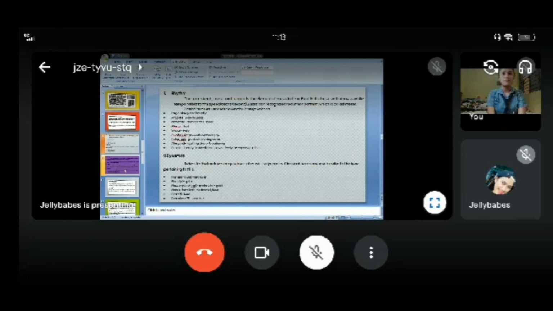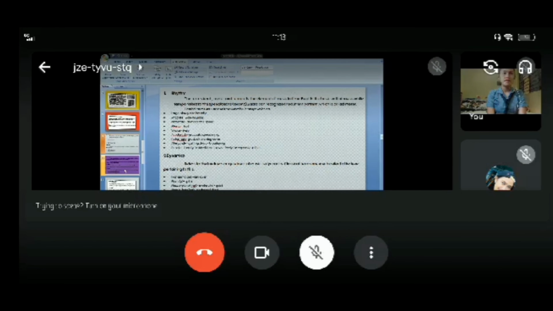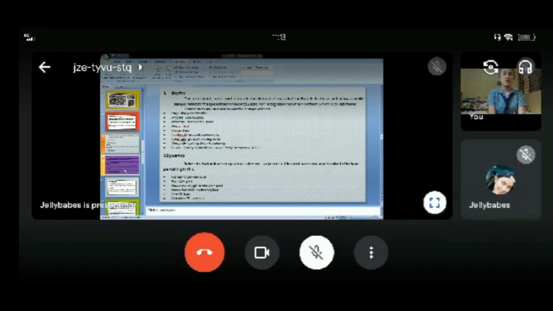1. Rhythm. The terms beat, meter, and tempo are the elements of rhythm in music. In time, beat is the basic unit of music, while tempo refers to the speed, beats per second. Beats can form a recurrent pattern which is called meter. Yung rhythm, meron siyang beat, meter, and tempo.